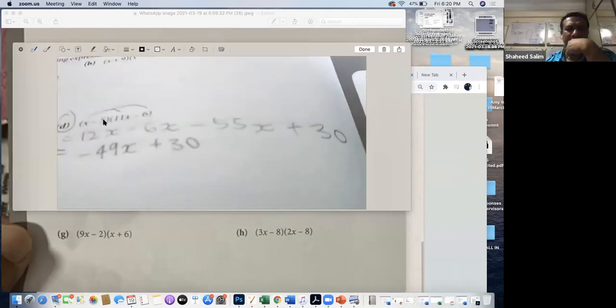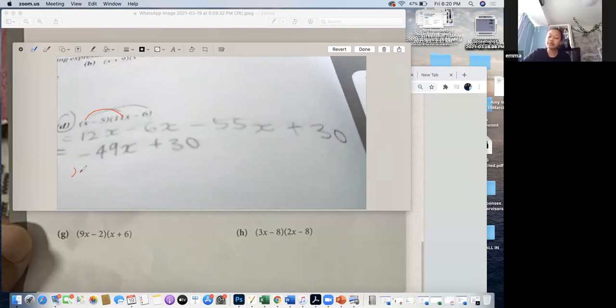Okay, so x times 11x. Do you plus or you times? Because x times x is x squared. And then 1 times 11 is 11. So it's 11x squared here. First thing. And then, when you take 11 times x minus 5, 50x.